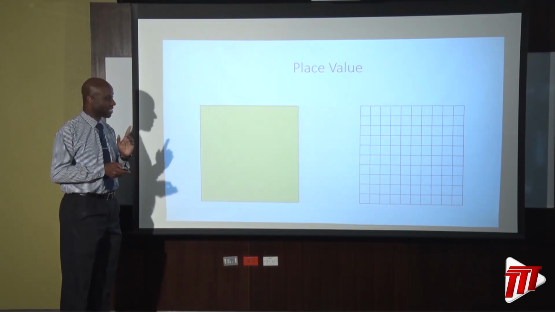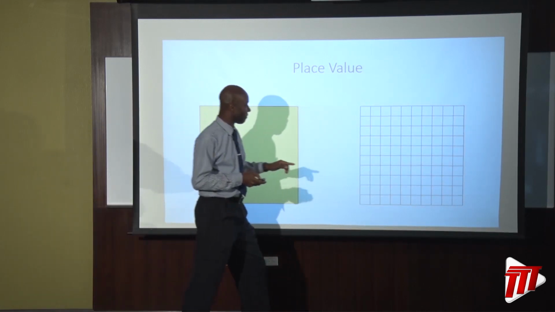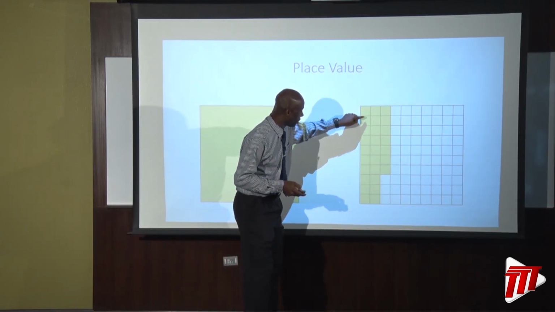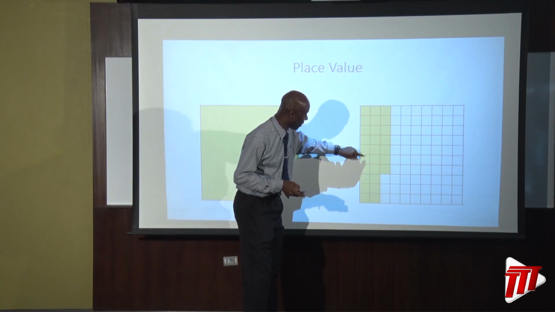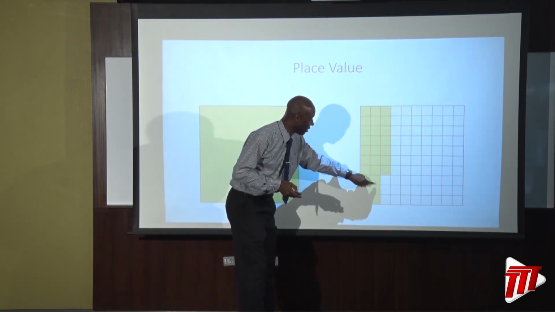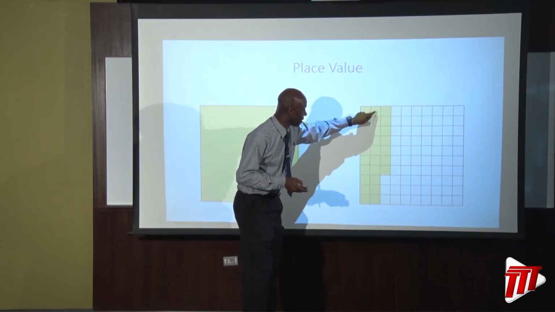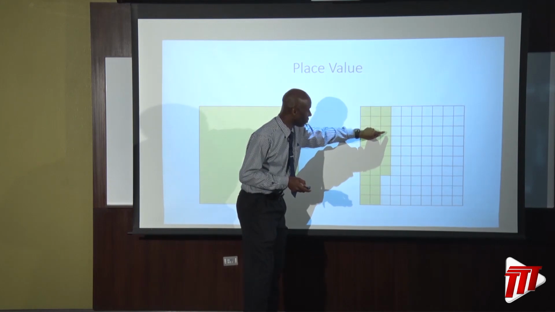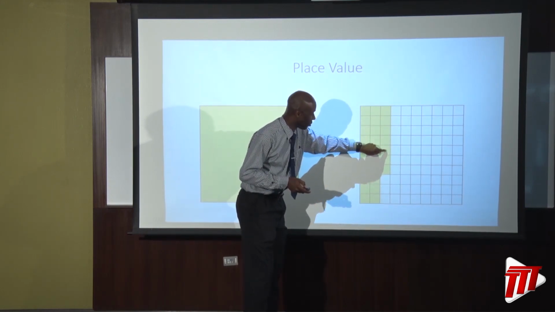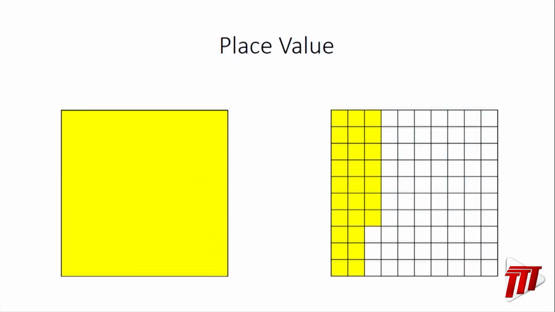and 27/100 would be 27. 1, 2, 3, 4, 5, 6, 7, 8, 9, 10, 11, 12, 13, 14, 15, 16, 17, 18, 19, 20, 21, 22, 23, 24, 25, 26, 27 hundredths.